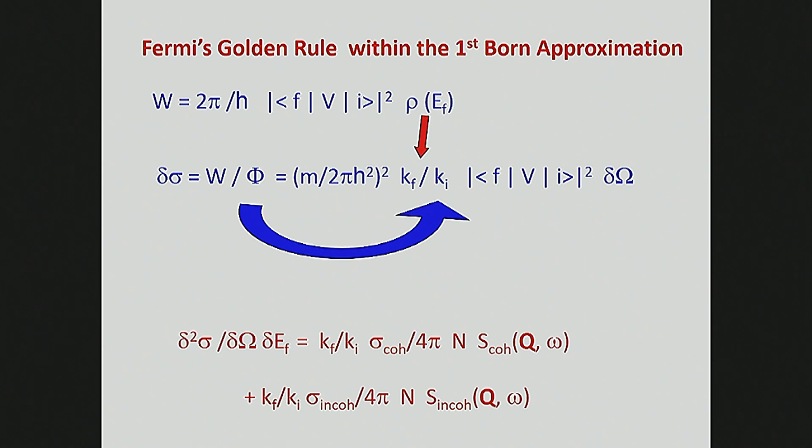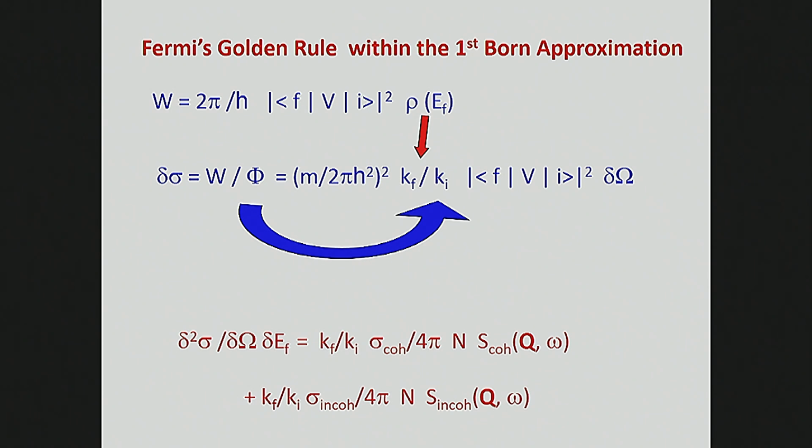Typically what we're interested in is what's referred to as the double differential cross section, d squared sigma d omega dEf. This is how many neutrons are being scattered off the sample into a particular region of solid angle, and with a particular energy that lies between Ef and Ef plus delta Ef.